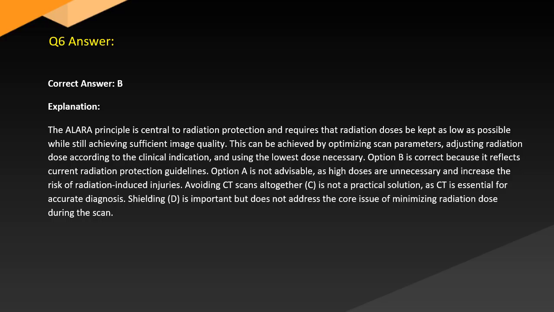Option A is not advisable as high doses are unnecessary and increase the risk of radiation-induced injuries. Avoiding CT scans altogether, C, is not a practical solution as CT is essential for accurate diagnosis. Shielding, D, is important but does not address the core issue of minimizing radiation dose during the scan.